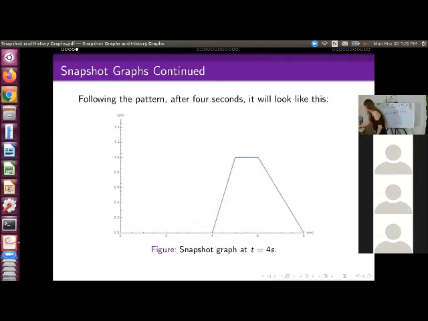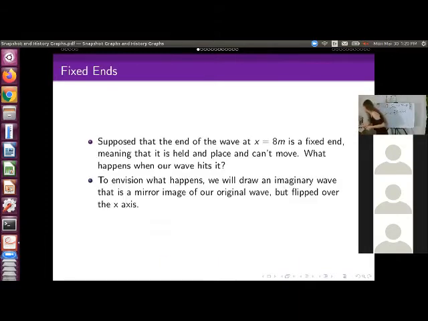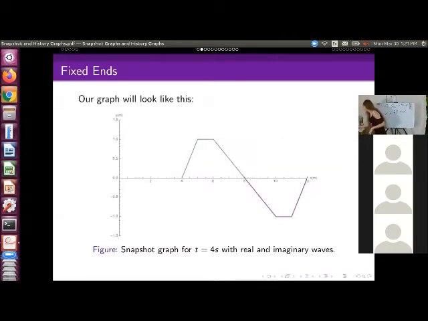Well, what happens to our string here? It turns out when you have a fixed end, the graph reflects, so it basically becomes like a mirror image of itself, but it's mirrored not only over the y-axis, but also over the x-axis. To figure out what happens mathematically, we draw an imaginary wave. There's a mirror image of this that's also flipped over the x-axis. So this is our imaginary wave, and it's going to meet our real wave at the 8 meter mark.